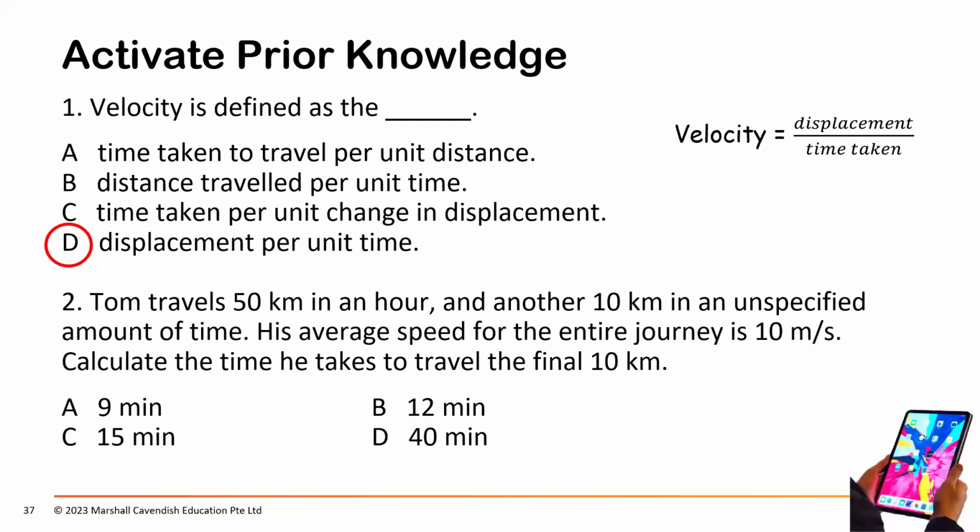It says that Tom travels 50 kilometers in an hour and another 10 kilometers in an unspecified amount of time. His average speed for the entire journey is 10 meters per second. Calculate the time he takes to travel the final 10 kilometers. In this question, you can see that I have a mixture of different types of units. I have kilometers, I have hours, I have meters per second.